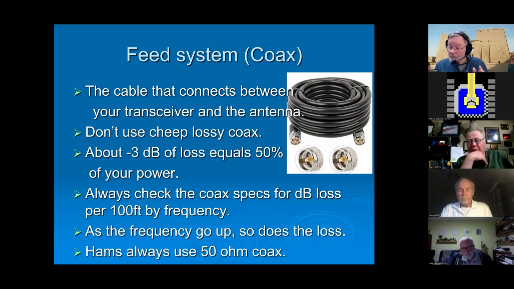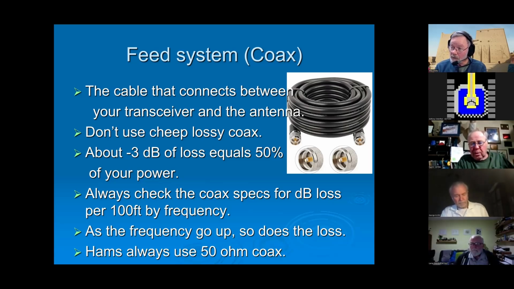That grid is always expressed in 100 feet increments. So if you only need 50 feet worth of coax, you cut the loss by 50%. If you need 200 feet of coax, you multiply the loss by 2, and that tells you how much you're going to end up losing. You always want to go back to the specs on that coax, because that tells you how much loss you're going to have.